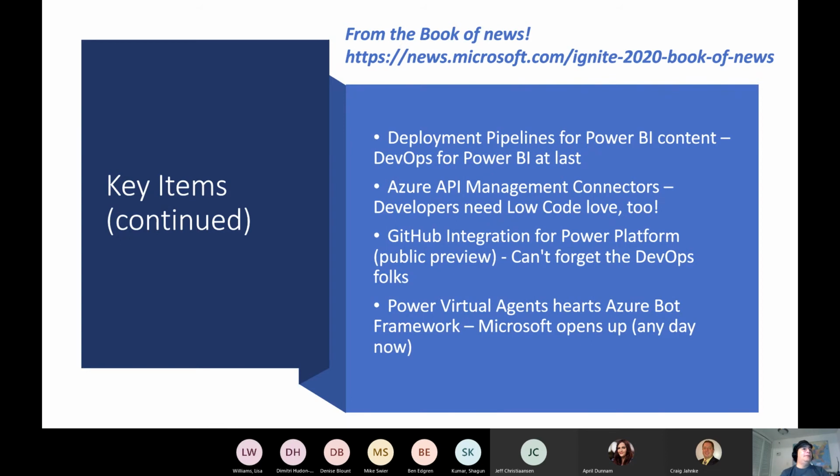That's great. We talked earlier about Azure API management connectors, essentially for the developers now to have the power that all the low-code folks do. Hey, the developers need some low-code love too. It's like, hey, I'm busy developing. I don't have time to do this little stuff. Well, that's what this is for. Great. GitHub integration, the same thing for the DevOps folks, in similar fashion. This is in public preview. In the case of GitHub integration, we saw that earlier for deployment pipelines for Power BI.